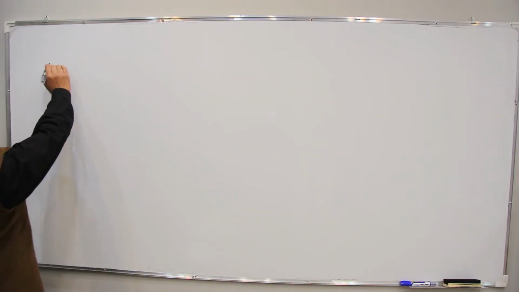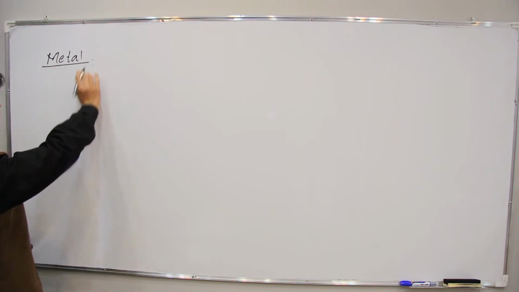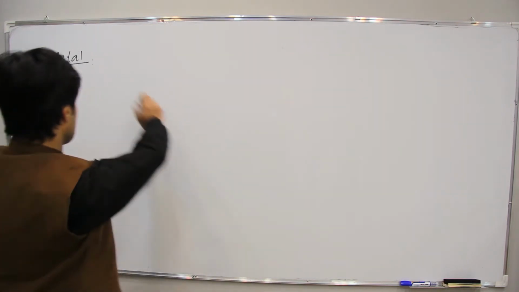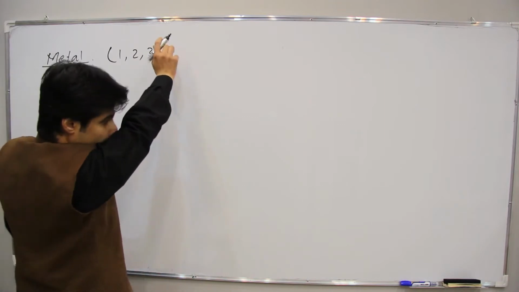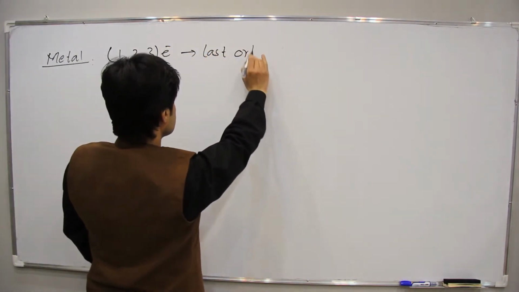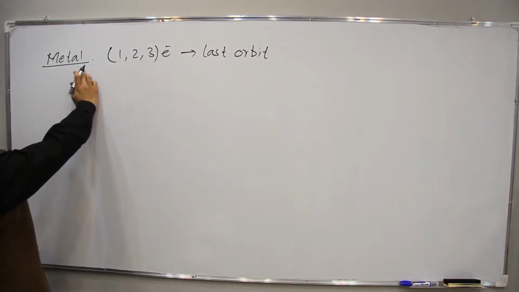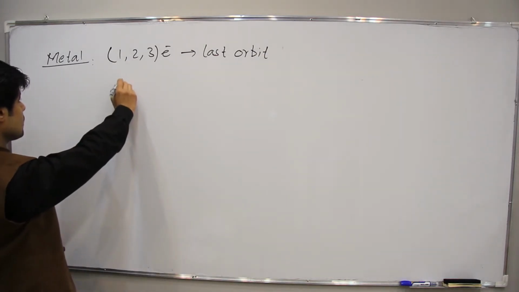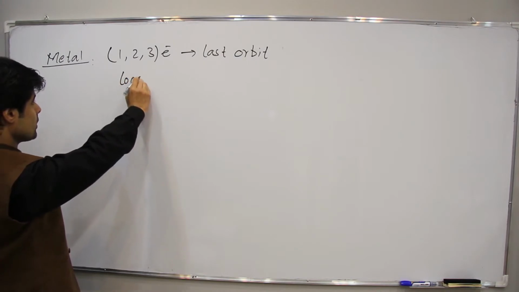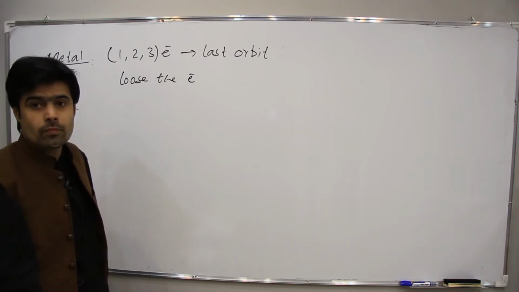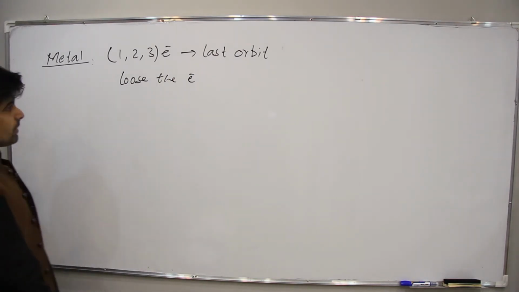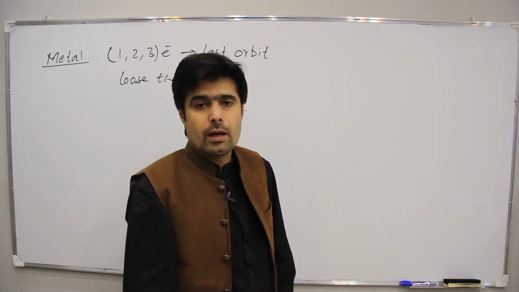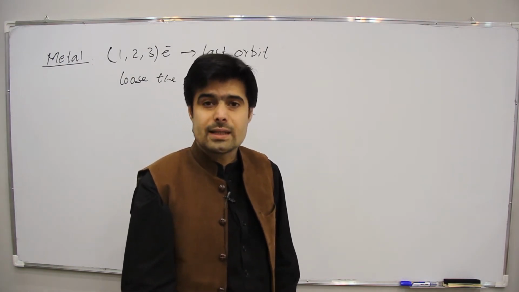By the way, whenever you're talking about metal, what's metal? Metal is an element which has got 1, 2 or 3 electrons in the last orbit. Metals tend to lose the electron. That's called metal. Vice versa, whenever you're talking about non-metal, non-metal has got more than 3 electrons, maybe 5, maybe 6, maybe 7 or maybe 8, and they want to accept the electrons.